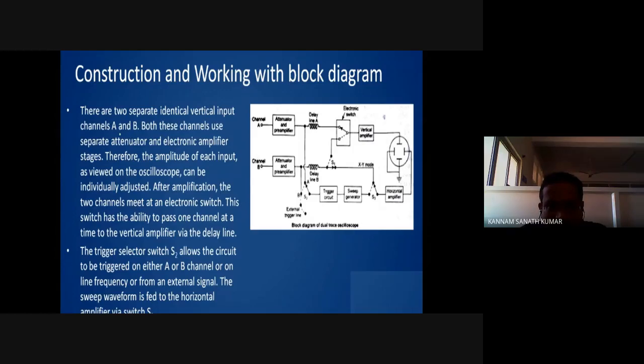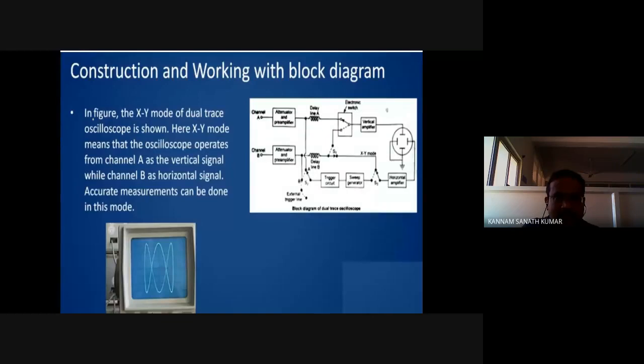This is a trigger selector, a trigger circuit. It will allow the circuit to be triggered by either A or B. When it is selected to A, channel A is selected. When it is selected to B, channel B is selected. This is the overall construction and block diagram of the dual trace CRO.